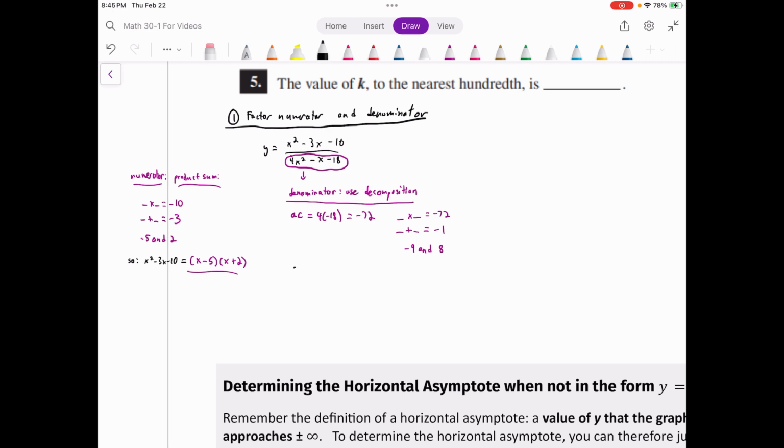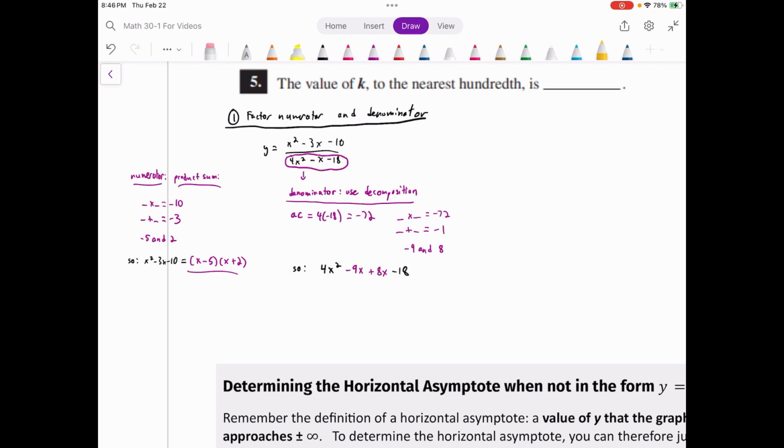So our denominator is 4x squared, and here's where we decompose. We're going to break that negative x into two terms with these as the two coefficients. It'll be 4x squared minus 9x plus 8x. If there were a minus there, we'd have to be careful and rewrite it as plus negative 8x, but there's not. That's why I chose to put the minus 9x there, so we're safe. Plus 8x minus 18.